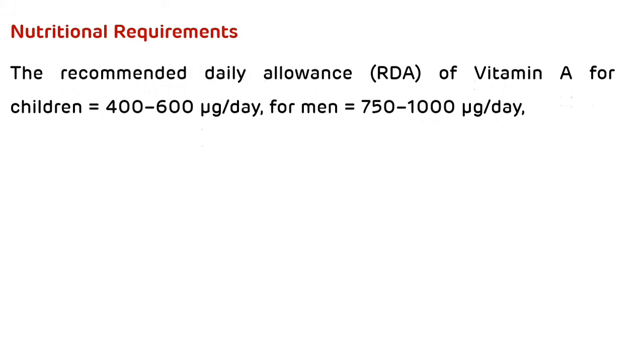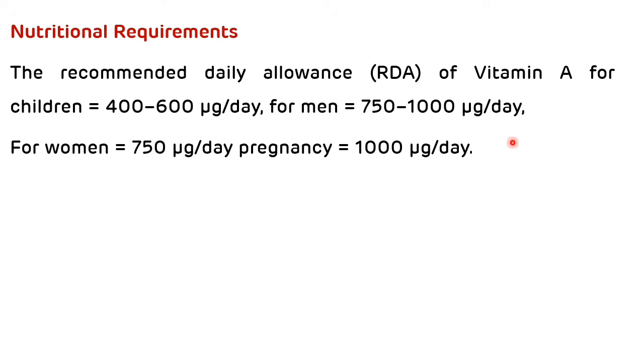Nutritional requirements of vitamin A. The recommended daily allowance of vitamin A for children is around 400 to 600 micrograms per day, and for males it is 750 to 1000 micrograms per day. For females it is 750 micrograms per day, and in pregnancy the requirement is 1000 micrograms per day.